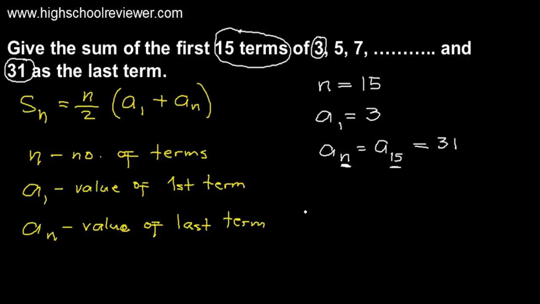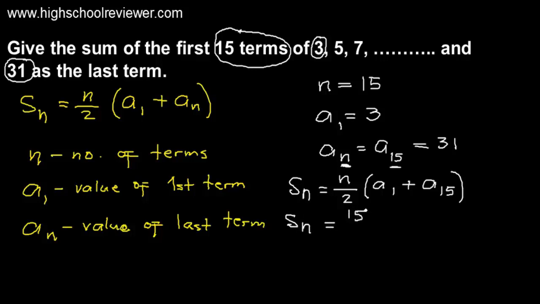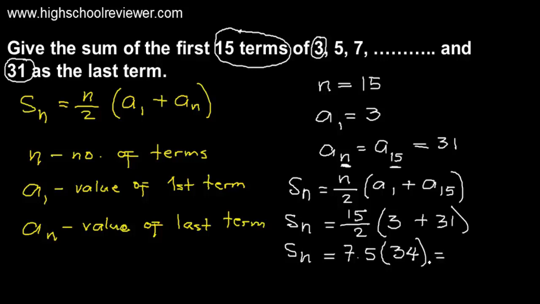So given these values, we can now solve for our s sub n. Again, our s sub n is equal to n all over 2 multiplied by the sum of a sub 1 plus a sub 15. So s sub n here will be n, that is 15, divided by 2, and multiply this by our a sub 1, which is positive 3, plus a sub 15, which is 31. So s sub n, or the sum of all terms, will be 7.5 multiplied by positive 34. So we will have here 7.5 multiplied by 34.